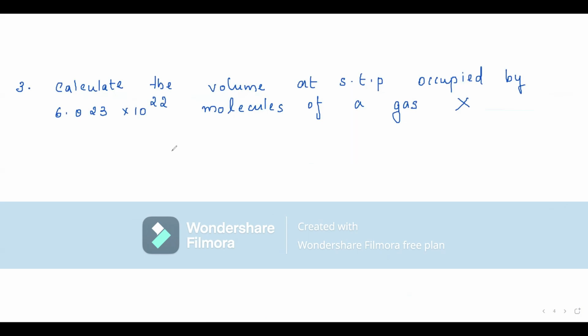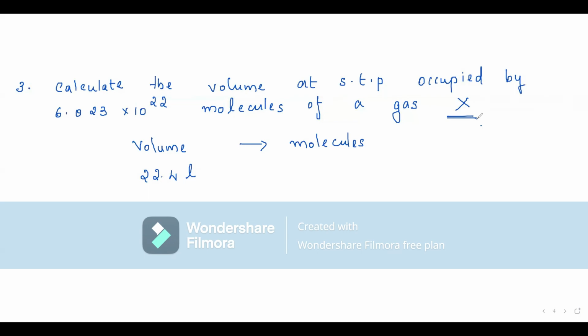Calculate the volume at STP occupied by 6.023 into 10 to the power 22 molecules of a gas. So here it is a relation which connects volume to the number of molecules. So STP is mentioned. STP volume of any gas, irrespective of the gas. They have not mentioned which gas it is, but that doesn't matter to us. Whichever gas it is, at STP, 1 mole of it will have 22.4 liter.